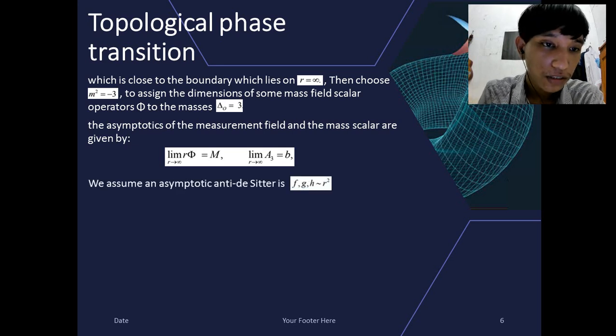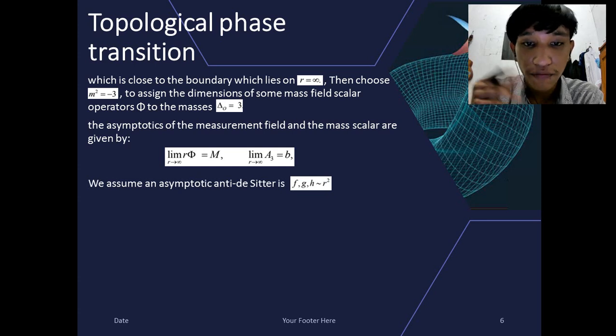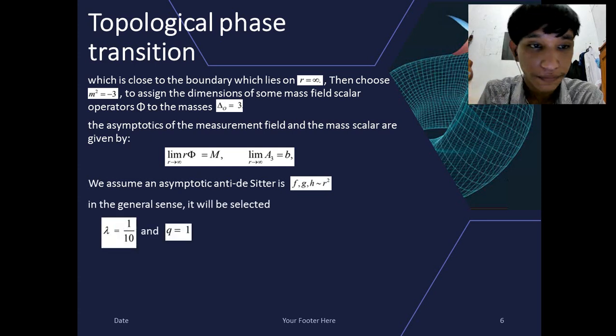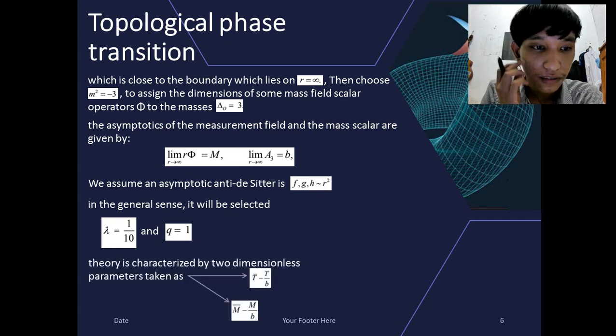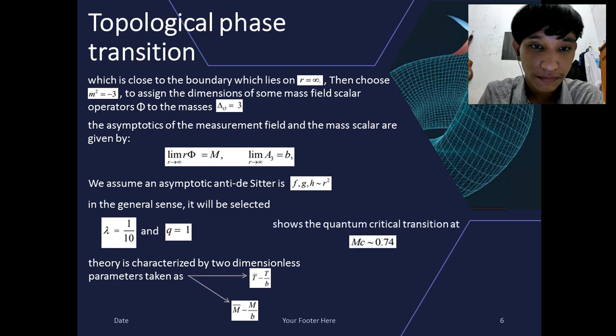We assume the isotropic anti-de Sitter solution with f, g, and h equal to r squared. In the general case, we select lambda equal to 1 divided by 10 and q equal to 1. The theory is characterized by dimensionless parameters taken as that. This shows the quantum critical point transition at m_c equal to 0.74.